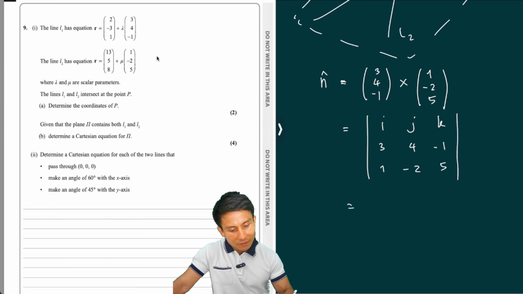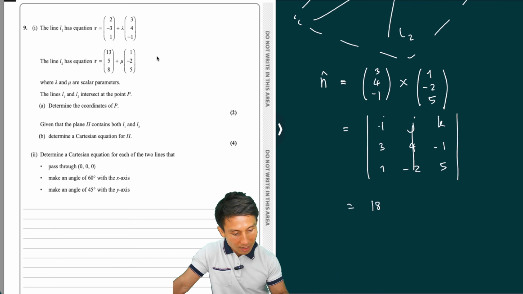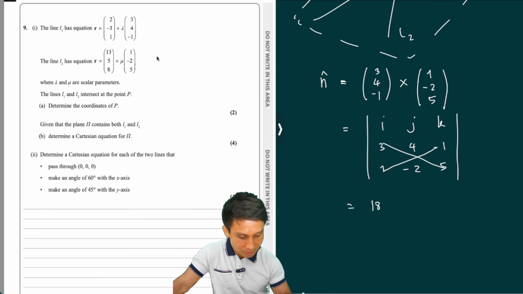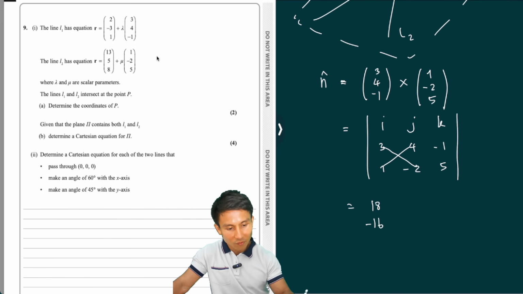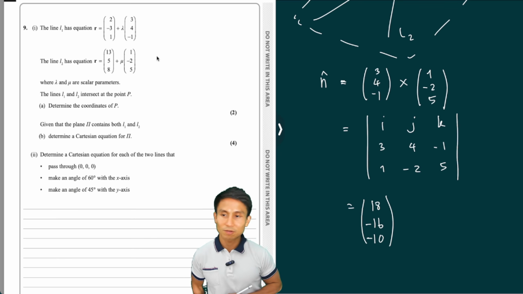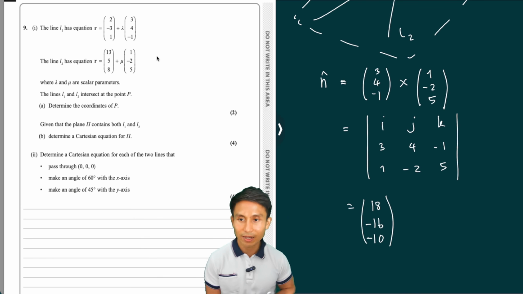So for the i, it is 4 times 5, 20, 20 minus 2 is 18, so 18. For the j, I'm doing the minor here, 15 minus 1 is 16, and then we have to put a minus for the j. And then the k is minus 6 minus 4, that's minus 10. Got to be careful there. That's the vector n for the plane.